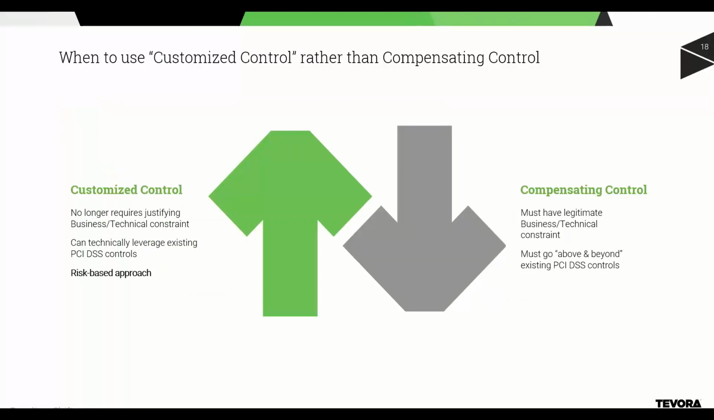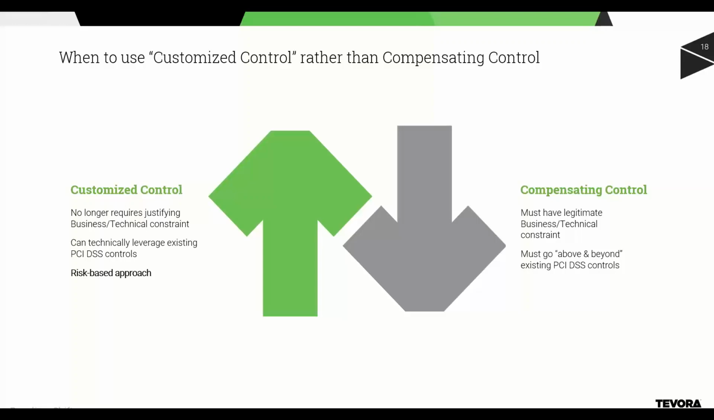So when should you use a customized control rather than a compensated control? Why go through all of that process and documentation? If we direct our attention to the right side, let's start with compensated controls. You have to have some sort of legitimate business constraint or technical constraint, and it has to go, quote unquote, above and beyond existing PCI DSS controls.